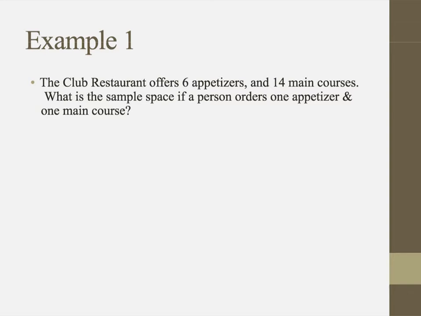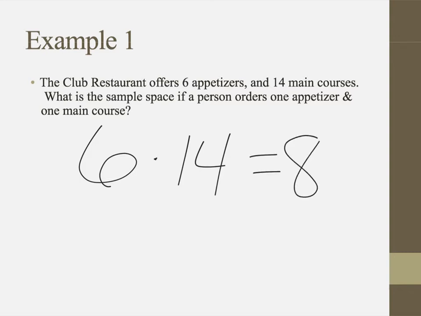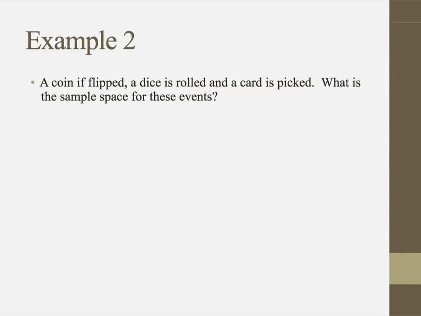Well, what would we do with these 2 numbers? Multiply them. 6 appetizers, 14 main courses. Get 84. I'm going to write it down correctly this time. Yeah. Let's go. Next one.